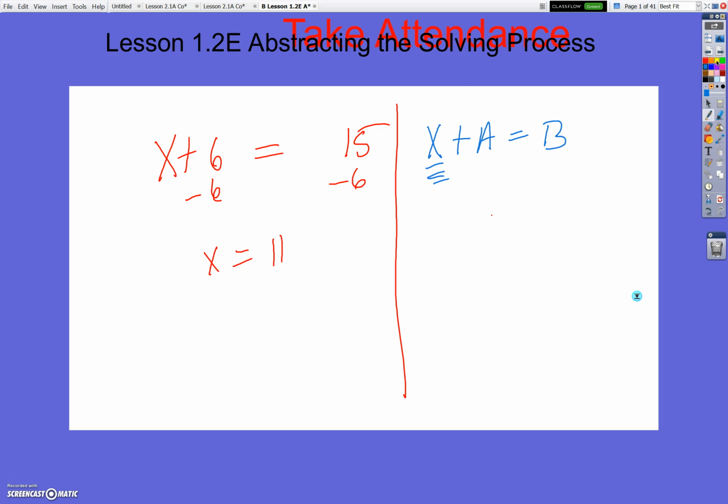Well, the process wouldn't change. What I would do is I would minus a on both sides to get x is equal to b minus a. Same idea, guys. We had this problem over here as x plus 6, and what I did was I subtracted 6 on both sides. What we're going to do over here now, we're going to have no numbers and just variables, and we're going to still solve for x with that process.